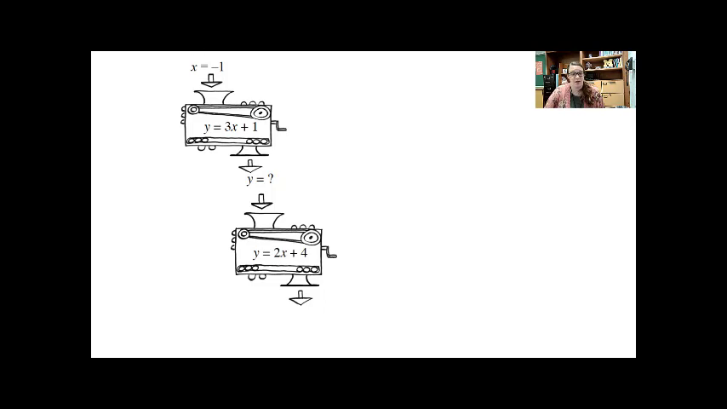We're going to put a -1 in for x. So in this machine, let's do the work over here. I've got 3 times my -1, where the x spot is. I'm putting it in, plus 1. 3 times -1 is -3. Plus 1 is -2. So in this case, y equals -2.